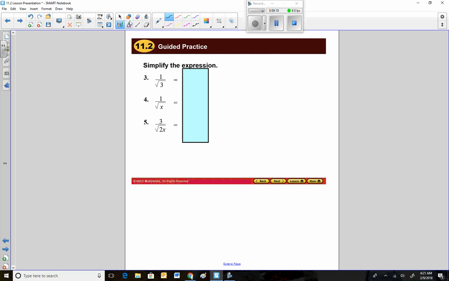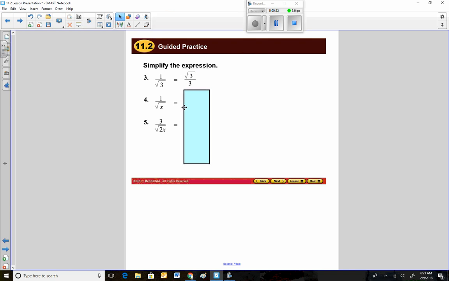Welcome back. Let's see how you did. Okay, 1 over root 3 becomes root 3 over 3. 1 over root x becomes root x over x. And the last one becomes 3 square root 2x over 2x.